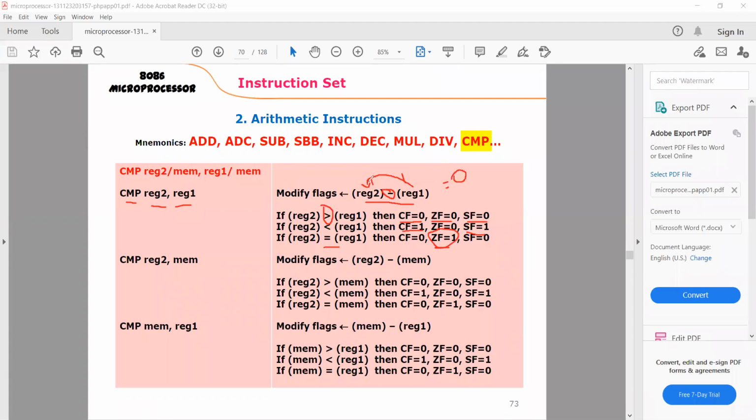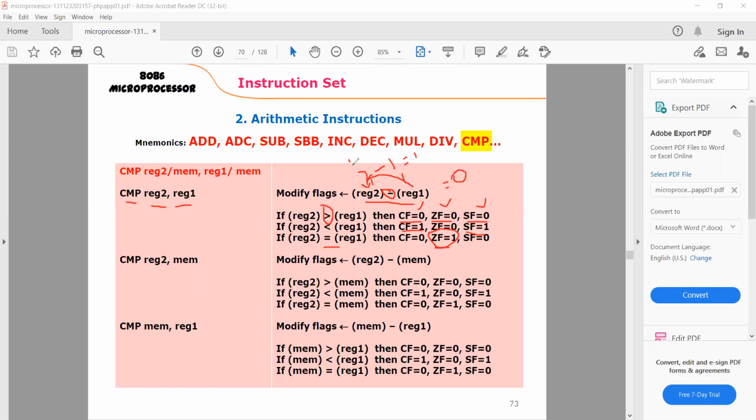If you are performing the same operation for 2 minus 1, what happens? You will get 1, which is a positive number. Then you don't get any carry flag, we don't get any zero flag, and we don't get any sign flag, because it is a positive number. Sign flag will get set only for a negative number.